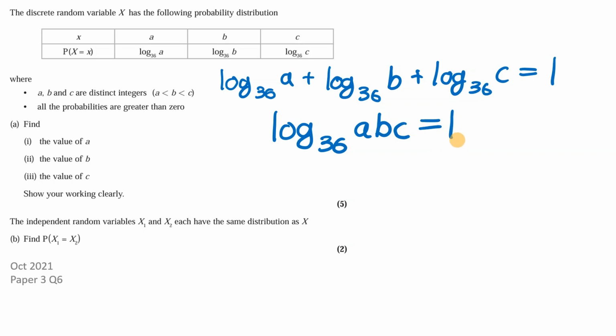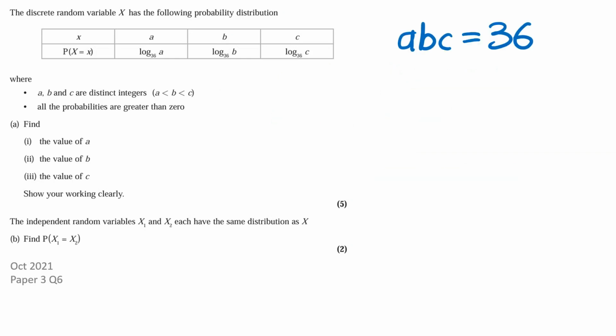And we can further simplify this, because if log base 36 of abc is equal to 1, we can get rid of the log and say that abc is equal to 36. Okay, so a multiplied by b multiplied by c is equal to 36. So we are told that a, b, and c are distinct integers, and a multiplied by b multiplied by c is equal to 36.